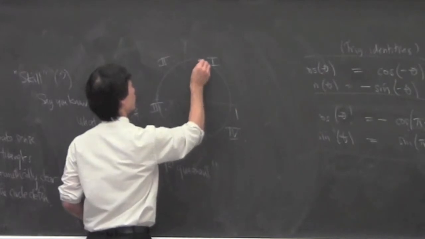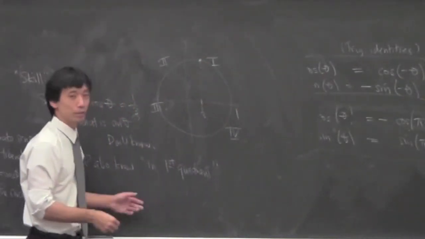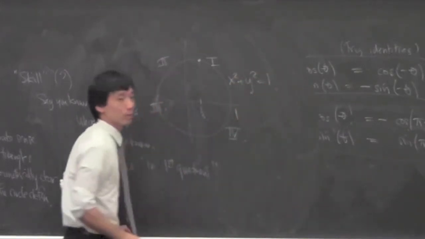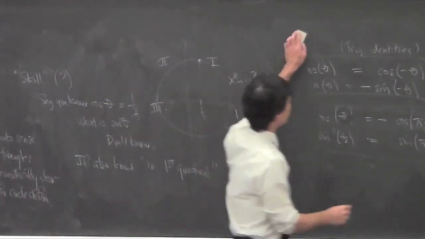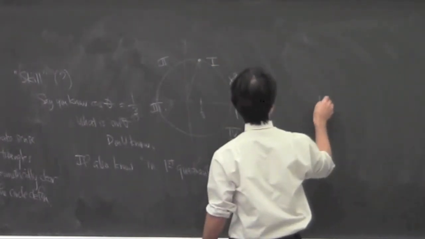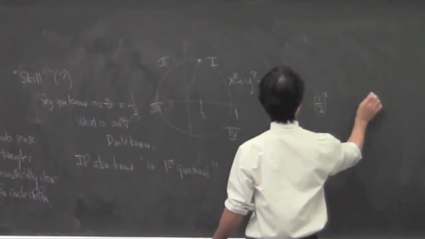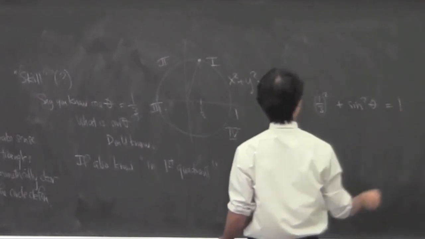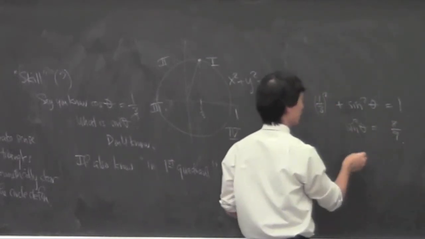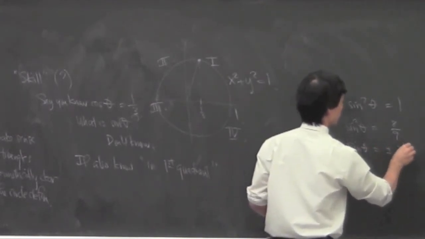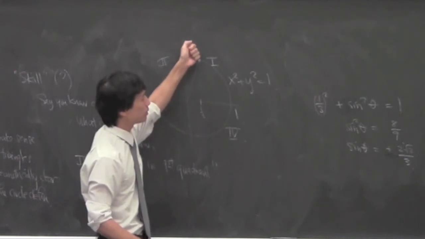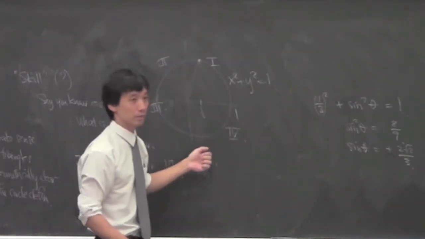Because then the question would be, do you know the y coordinate of this point? And how would you find it? You know that when this is a unit circle, x squared plus y squared is equal to 1. So 1/3 squared plus sine squared is equal to 1. So sine squared is 8 ninths. Sine is plus or minus 2 roots of 2 over 3. But you know it's plus because you know you're in the first quadrant. And you know which one it is because you've been given the quadrant.